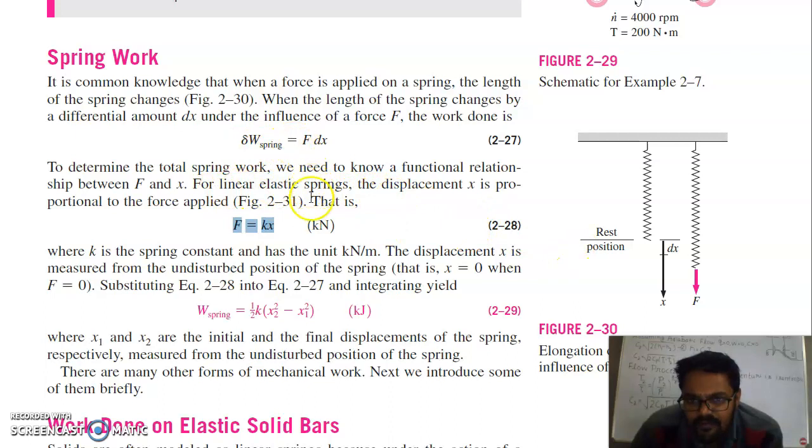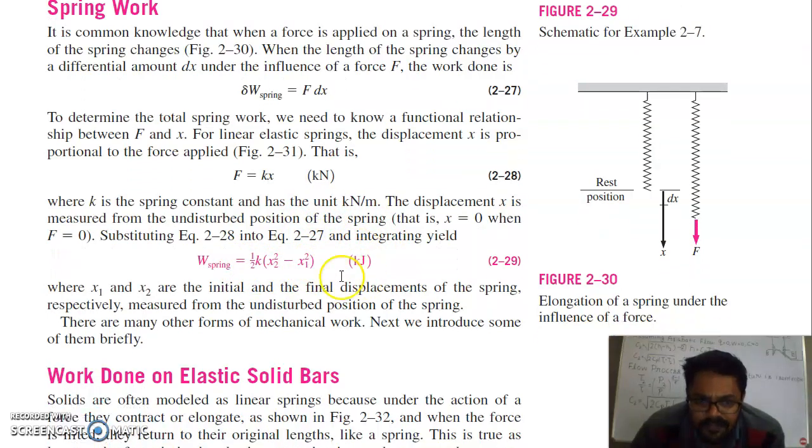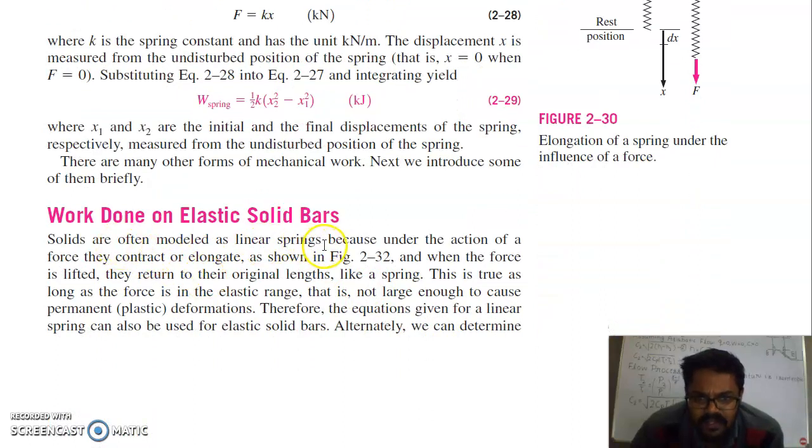So what is the amount of force you need to apply? That depends on the spring constant and how much you have moved. When you solve this, you will get the spring work equal to half k times x2 square minus x1 square. So this is the work done in the case of a spring. There are many other forms of mechanical work. Work done on elastic solid bars: even solid bars can be modeled as a linear spring, because under the action of a force they contract or elongate, and when the force is lifted they return to their original positions.